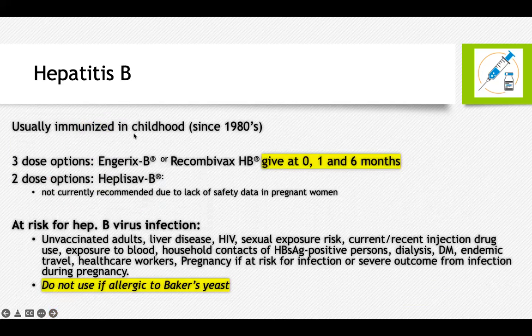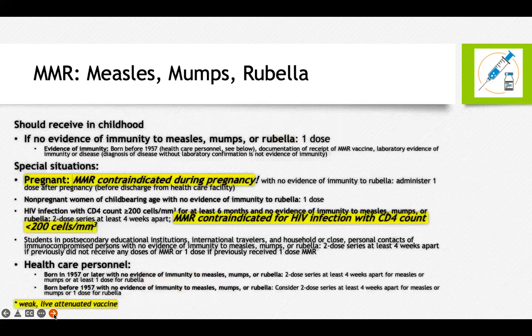Hepatitis B, usually immunized in childhood. You could do a 3-dose option or a 2-dose option. People who are at risk for hepatitis B virus include unvaccinated adults, liver disease, HIV, very similar to Hep A too. Sexual exposure risk, injections, exposure to blood, household contacts with people who are on dialysis, anybody with diabetes, endemic travel, healthcare workers, pregnancy at risk for infection or severe outcome from infection during pregnancy. The only big contraindication in terms of the Hep B virus is do not use if the patient is allergic to baker's yeast. Okay, don't forget that, that's important.